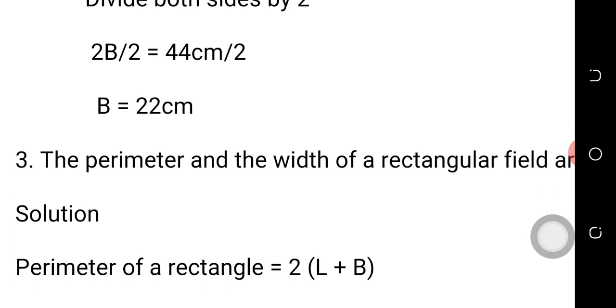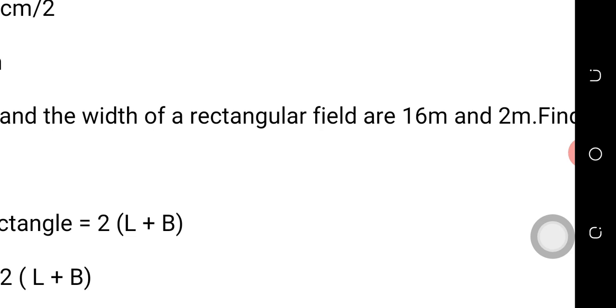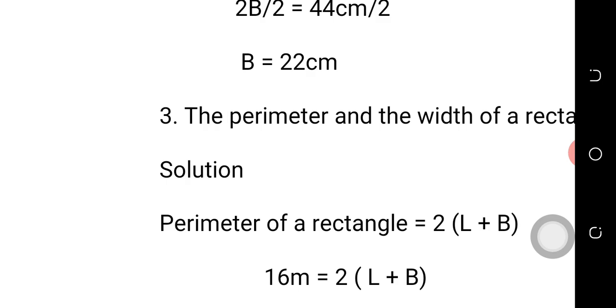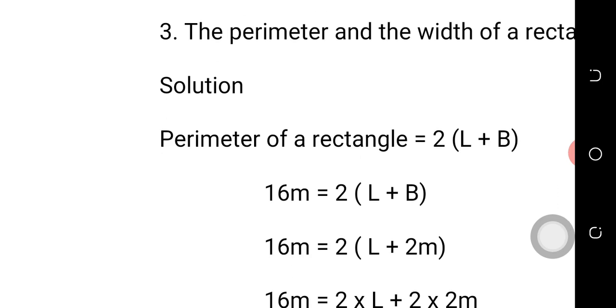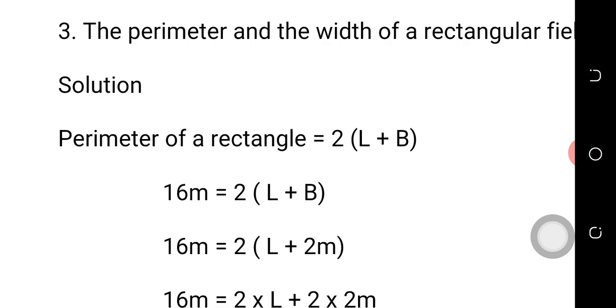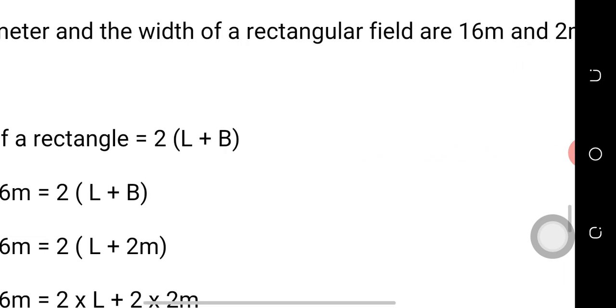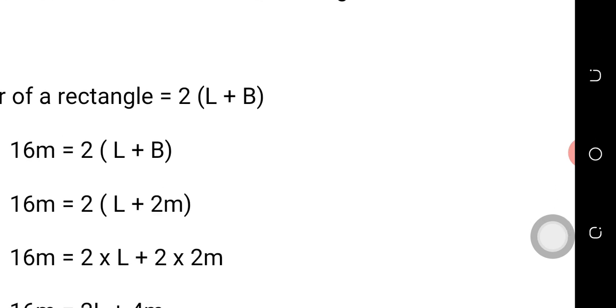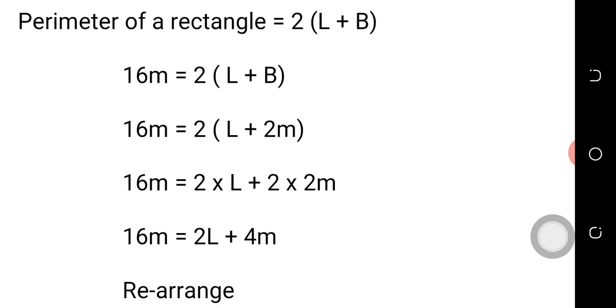Another example of a rectangle. The perimeter and the width of a rectangular field are 16 meters and 2 meters. Find its length. Solution: the same thing applies here. Perimeter of rectangle equals 2 into length plus breadth. Since perimeter has also been given here, where we see perimeter, we put 16 meters there. We now equate it with the given formula, which is 2 into length plus breadth. Substitute the width inside it, which is 2 meters, plus the unknown length. Therefore, 16 meters equals 2 bracket length plus 2 meters.